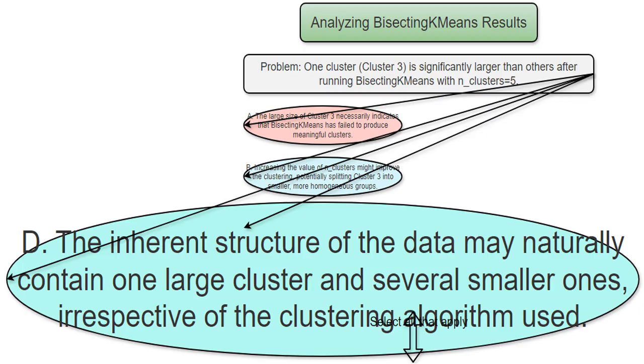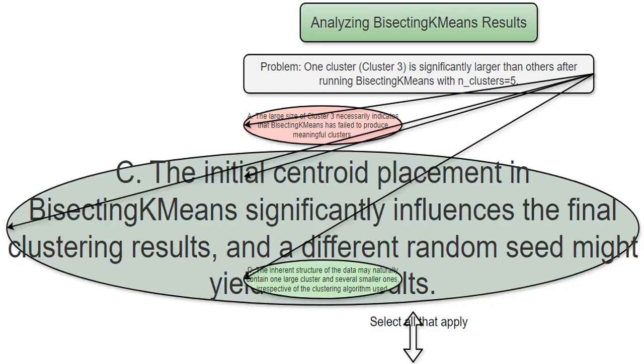I'm thinking about the possibility that the data itself might have one big group and several smaller ones. It's not necessarily a problem with the algorithm. Maybe that's just how the data is structured. This instruction tells me that multiple options might correctly explain the situation. I need to carefully consider each statement.